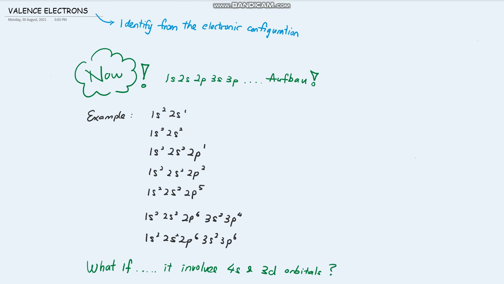Hi boys and girls, here's a short video to guide you to identify the valence electron from our electronic configuration. Since we have already learned the electronic configurations, how to construct it from the proton number, it is also important for you to identify the valence electron and also the valence electronic configuration.